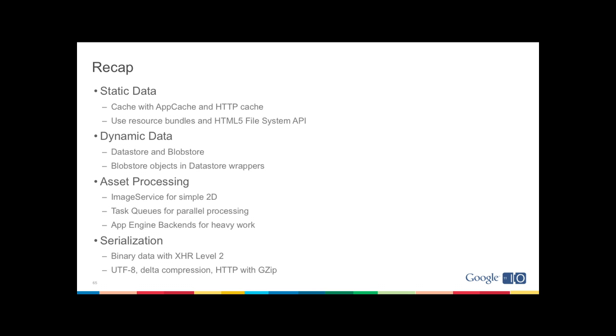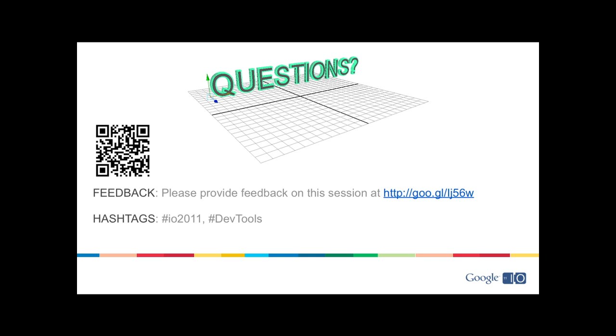If you're doing any kind of processing or transforms on your assets, you're going to want a couple of different APIs. If you're doing 2D stuff, you might want the image service. If you've got a bunch of jobs that fit into 10-minute chunks, you're going to want task queues. And if you've got really heavy operations, you might want App Engine backends. And then for data formats and serialization, you can store your data as binary if you're using XHR Level 2. Or you can store it as UTF-8, which can be very efficient if you do smart stuff, like delta compressing your mesh and gzipping your HTTP. And that's pretty much it.